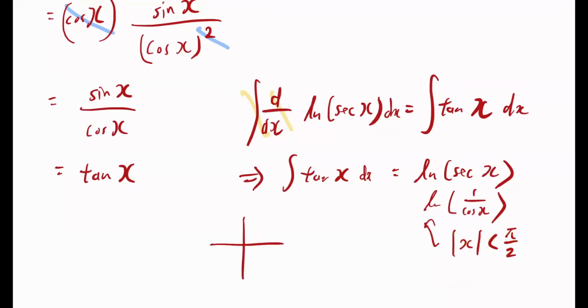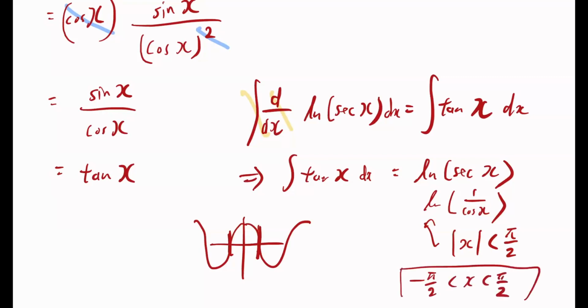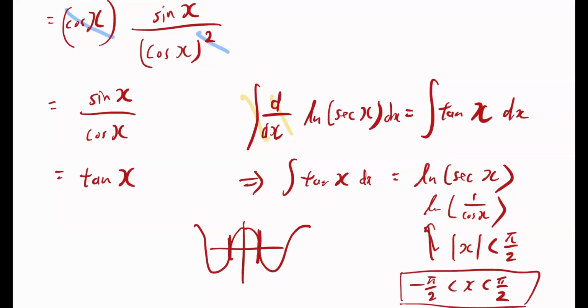Sorry, the cosine graph. Within here. Okay, before the cosine x hits 0, which means you will get a division by 0, we try to avoid that. So we say modulus x less than pi over 2. In other words, negative pi over 2 less than x less than pi over 2. There's a restriction on the values of x. Is that okay?